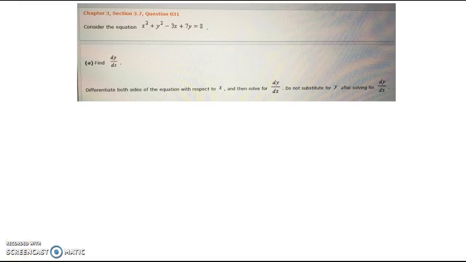Alright, in this video I will finish up the homework problems and move into sample exam number 3. So this was the next problem that I didn't get to in the last video. So we need to do some implicit differentiation, right? I'm going to write x squared plus y squared minus 3x plus 7y equals 8. So it says find dy/dx.